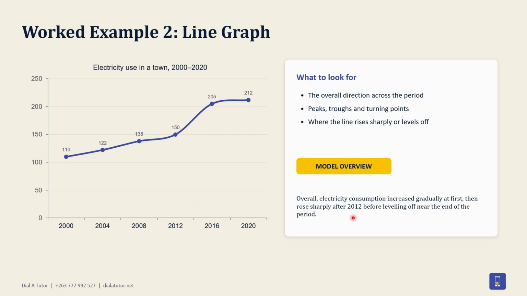Then your model overview will be like, overall electricity consumption increased gradually at first. As you can see, we have about a segment maybe from 2000 to 2012. We can say that this was a gradual use of electricity. Then the electricity use rose sharply or significantly from 2012 to 2016 and leveled off from 2016 to 2020. So overall electricity consumption increased gradually at first, then rose sharply after 2012 before leveling off near the end of the period. So this will obviously be your second paragraph.